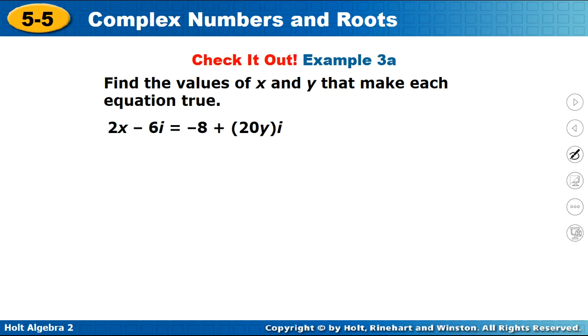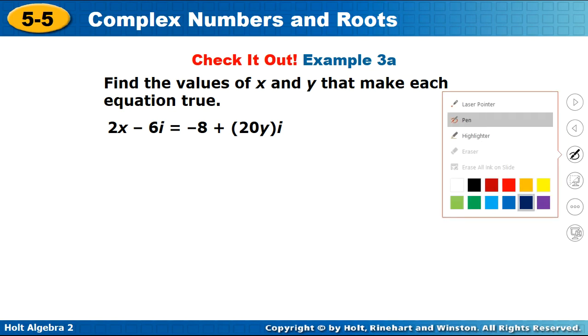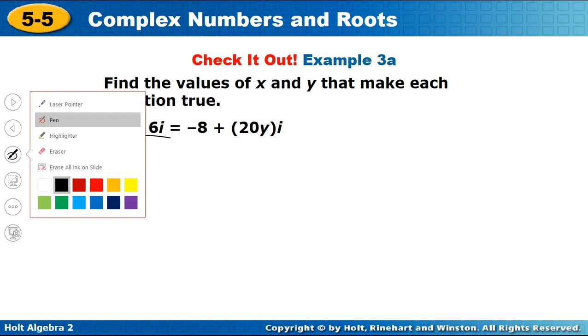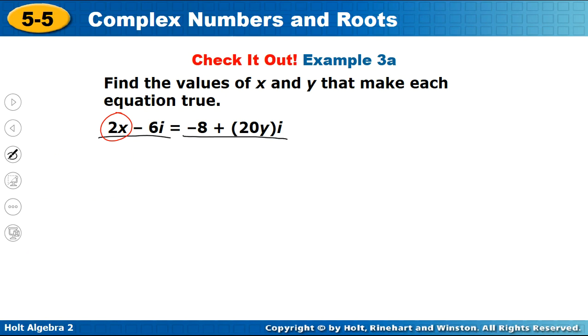So let's try another one, kind of similar to it. Find the values of x and y that make each equation true. So this is our first example, I guess. Again, identify the real parts. Again, these are only true if the real parts are equal to each other and the imaginary parts are equal to each other. So identify your real parts. For the first complex number over here, the real part is the 2x. And for the second complex number, the real part is the negative 8. So that must mean the 2x should equal negative 8.